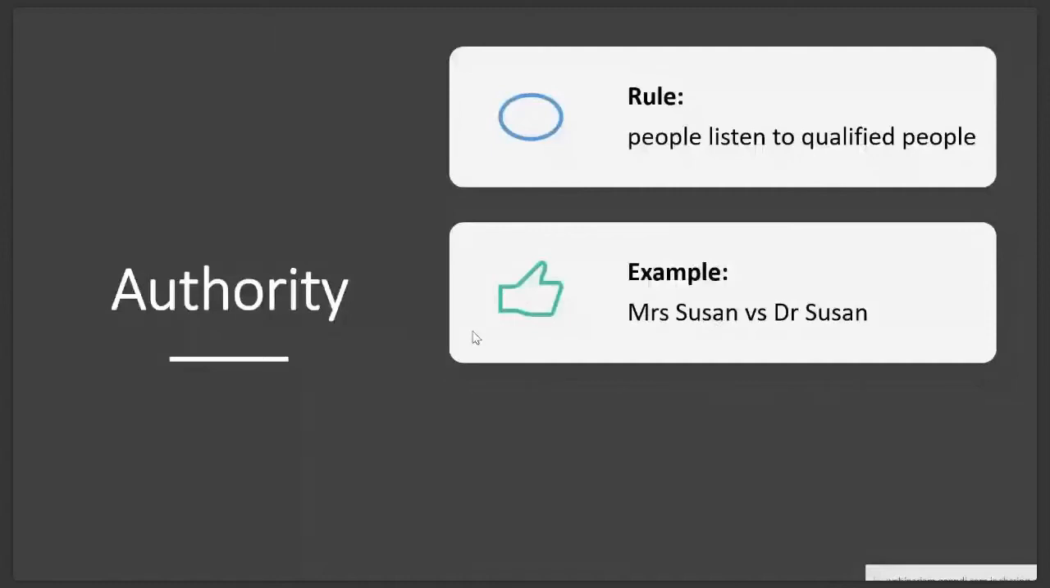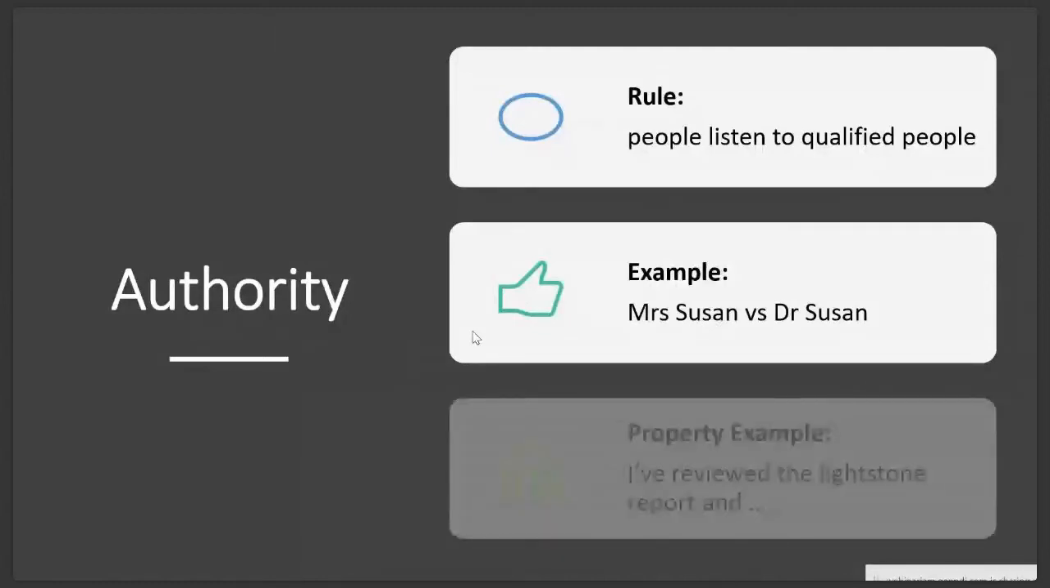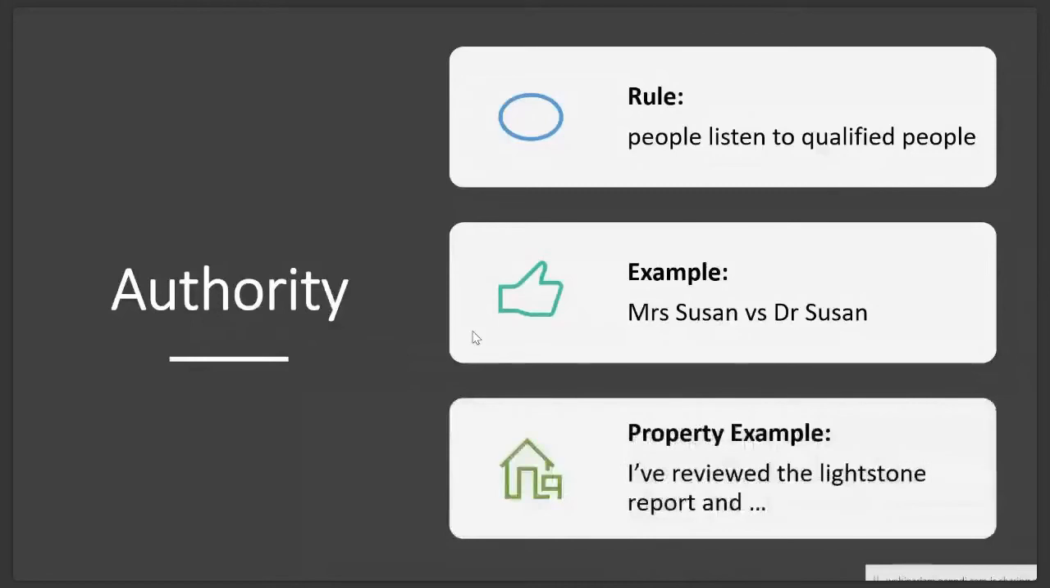Property example, the quickest way for me to determine if an estate agent is worth working with or not is to tell them that I've done a Lightstone review, I've looked at the report, and this is what I think the value of the property is. Immediately they can tell that I'm not a first-time buyer, that I'm a serious investor. Usually they ask me if I'm an estate agent myself, because it's almost only estate agents that use Lightstone. But very quickly I can tell them, guys, I'm a serious investor.